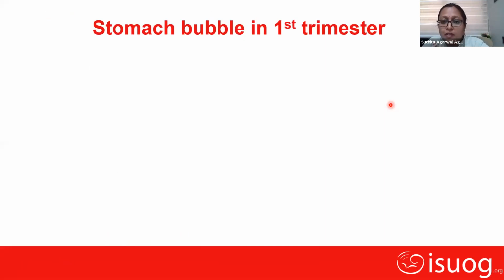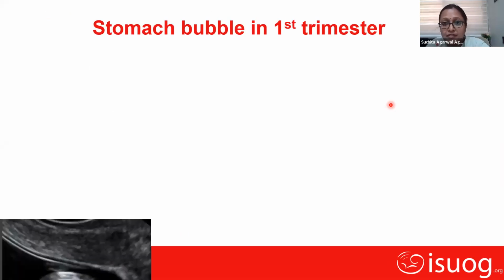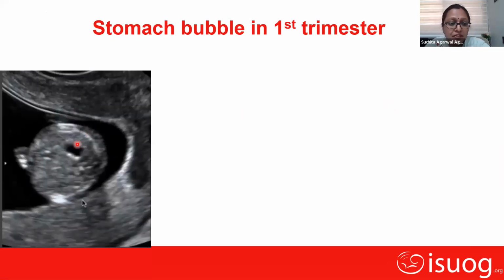Now, without involving the first trimester pictures, I think the presentation will be quite incomplete, because the stomach bubble, as it is important in the second trimester, is also important in the first trimester. So this is the first trimester stomach. This has to be seen in the first trimester. The stomach bubble should be visible in the first trimester.